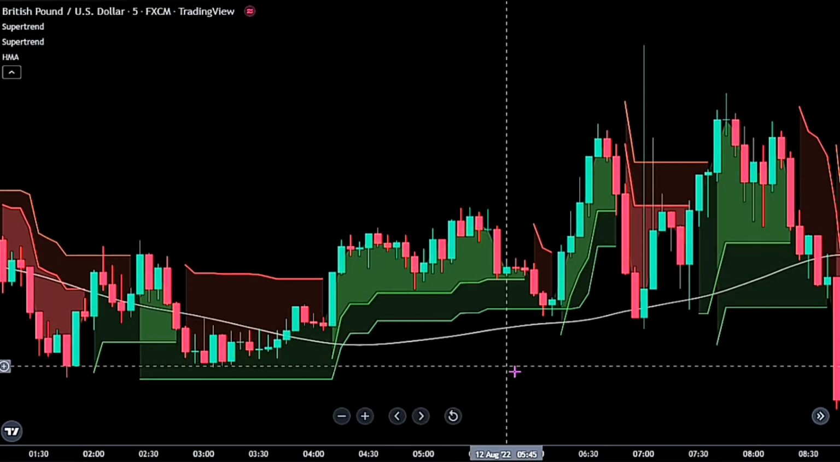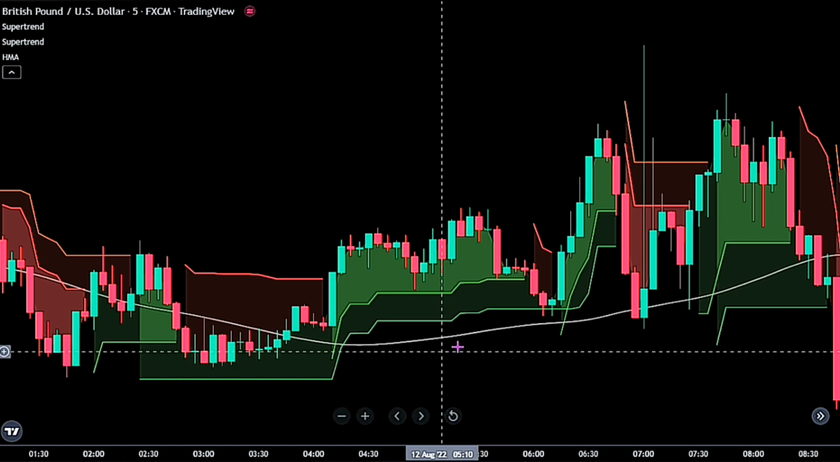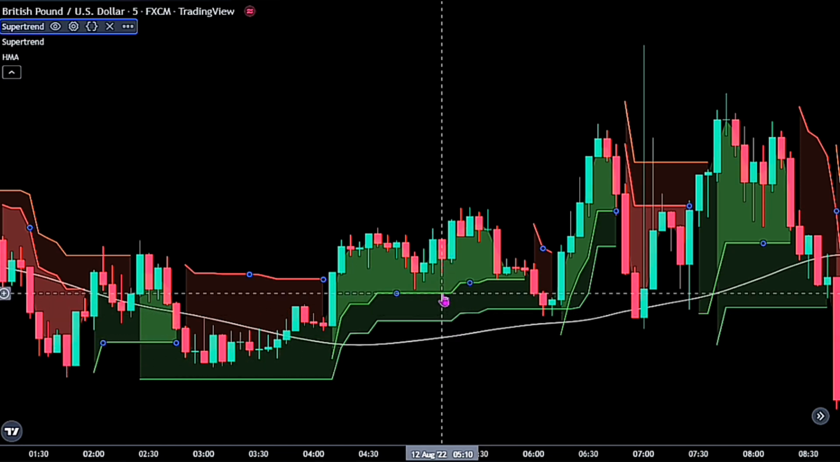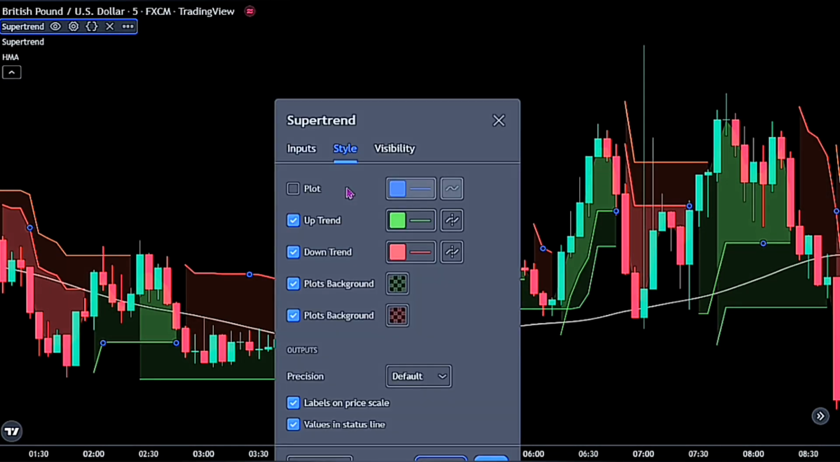So let's move along. Now before we go over to our buy entry, let me quickly show you the settings we applied on these indicators. Now for the first Super Trend, these are the settings for the input, and these are the settings for the style.